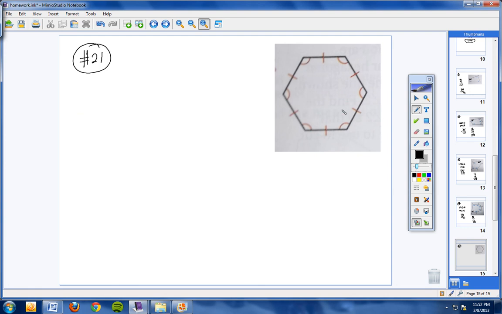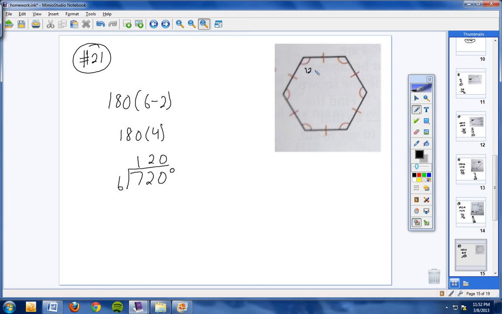All 6 of these angles have to add up to 180 times (6 minus 2). Where did I get this from? Well, there are 6 sides. So 180 times 4 would be 720. Now, in number 21, they just want to know what the measure of one of these angles is. Notice all of the angles are congruent. So if all 6 angles add up to 720 and they're all congruent, then I can simply take 720 and divide it by 6, and I'm going to get 120.